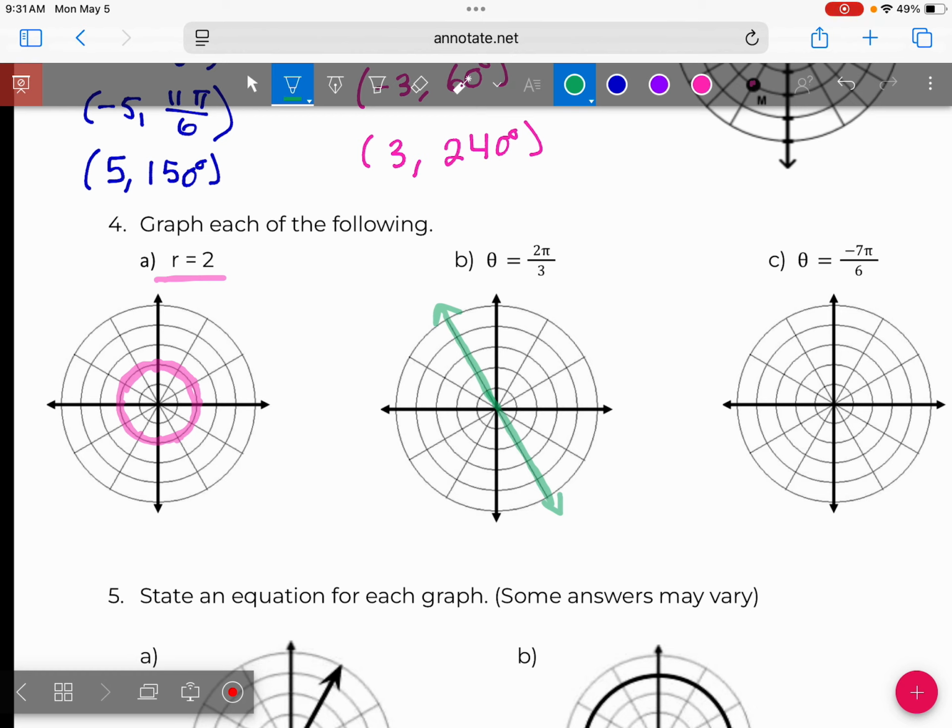Okay, so we can have positives or negatives on both of these. So then I want you to give C a try. See if we can figure out where negative 7 pi over 6 is. Theta equals negative 7 pi over 6. Where are we going to get that line?